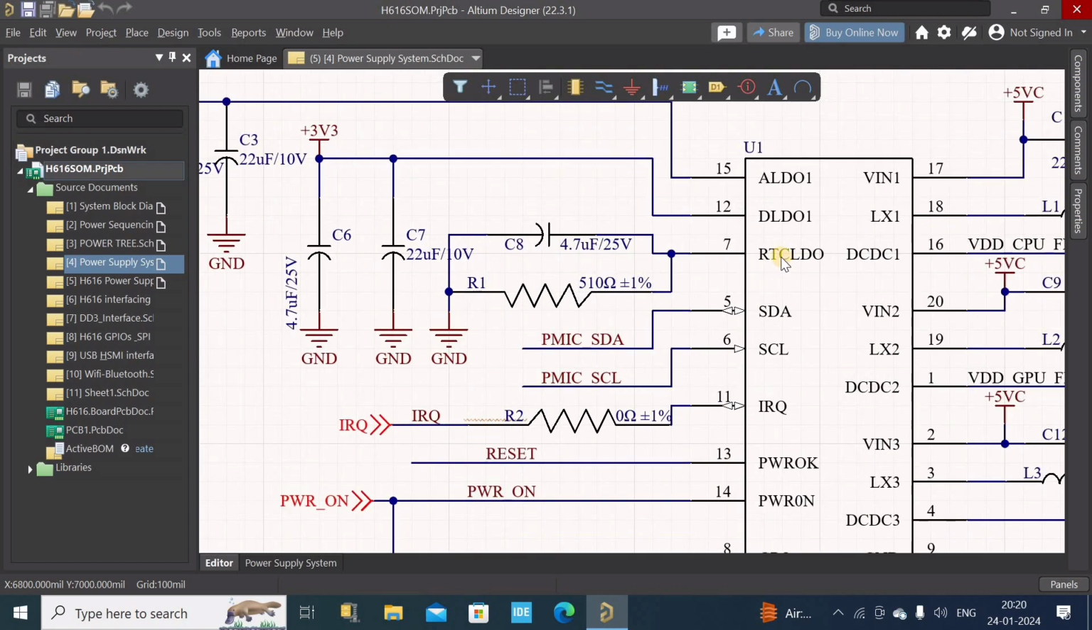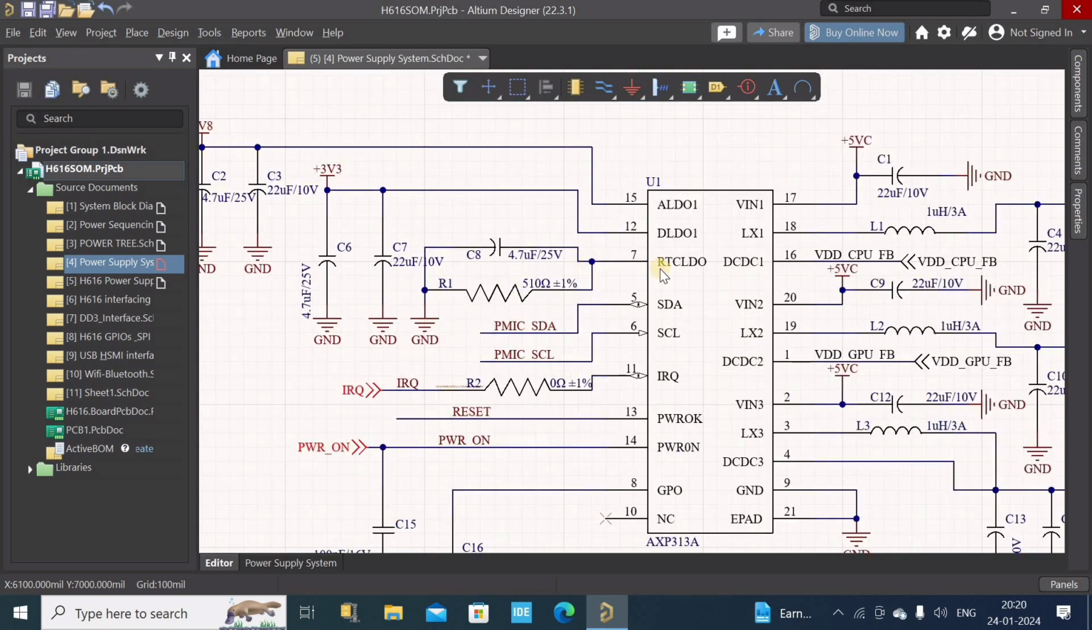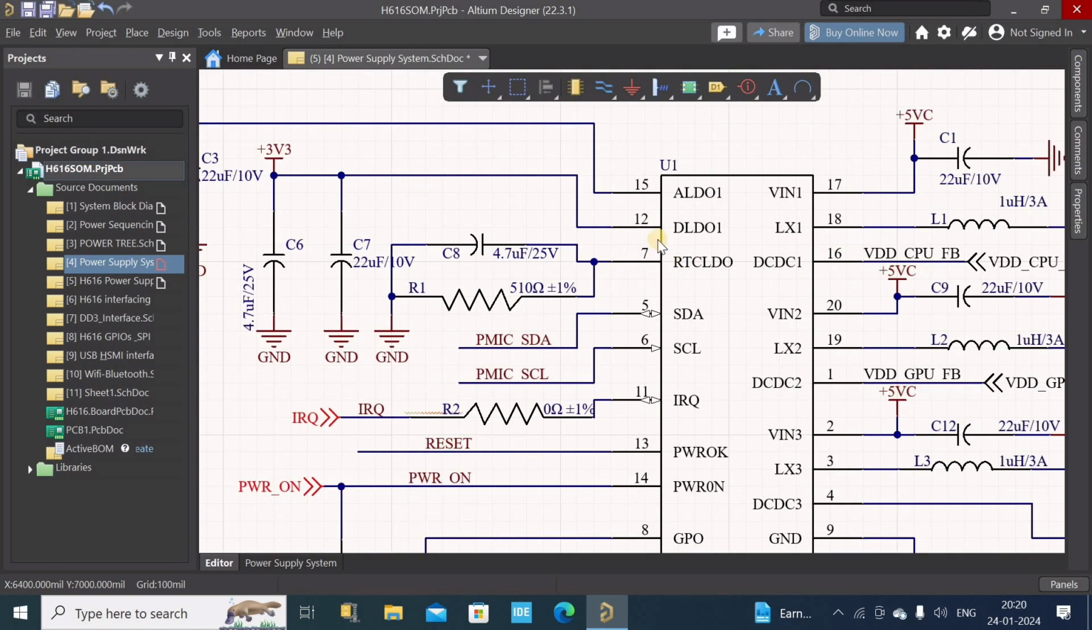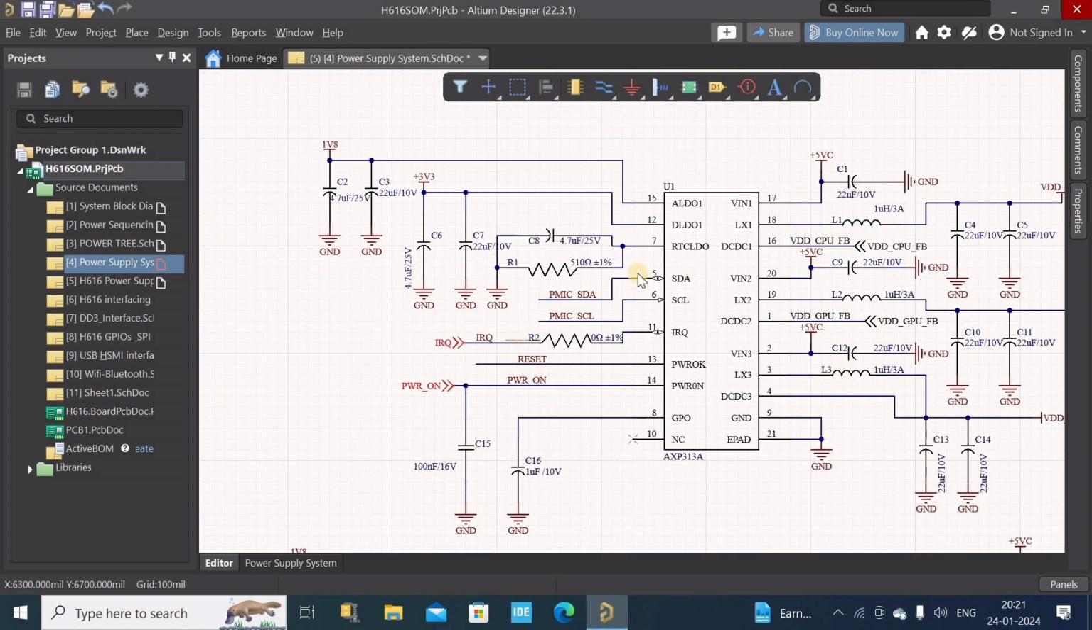And this is RTCLDO, and I'm connecting C8, which is 4.7 microfarad, rated at 25 volts, though it is not mandatory to be 25 volt, and then a 510 ohm resistor. They are connected to these pins. I'm doing this as part of my datasheet recommendation. And this pin generates 1.8 volt for RTC.